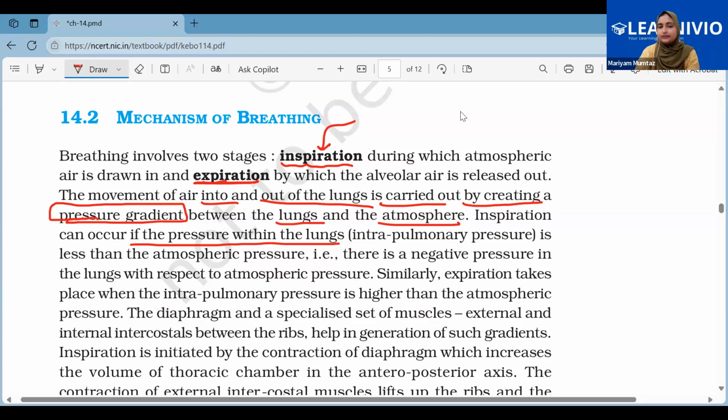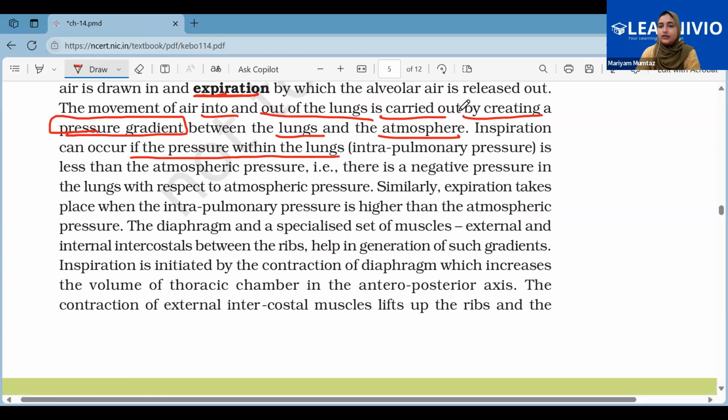Okay. Now let us see how that happens. Inspiration, that is breathing in, can occur if the pressure within the lungs, that is the intrapulmonary pressure, is less than the atmospheric pressure. Then only diffusion from high to low is going to happen. Meaning that there is a negative pressure in the lungs with respect to the atmospheric pressure. Negative pressure means the atmosphere has more pressure, the lungs have less.